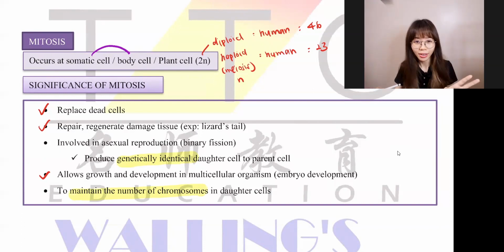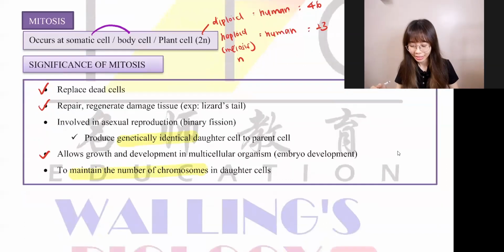So these are the importance. If you want to write replace dead cell, repair, regenerate to allow growth and development, it's totally fine, guys. Okay, there are many more significance of mitosis. I'm just giving you a few over here, but the one that I usually write is to produce genetically identical cell and to maintain number of chromosome in daughter cell. This is the one I highlighted. And these are the answers that your teacher should give you as well, which is to produce genetically identical cell, to maintain number of chromosome.